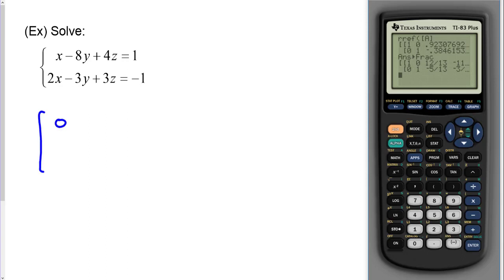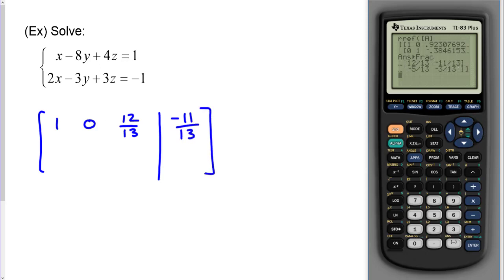1, 0, 12/13, and -11, and you do need to scroll over to see the rest of it, over 13. And the next row is 0, 1, -5/13, and -3/13. That's a whole lot prettier than what we started with, those decimals.